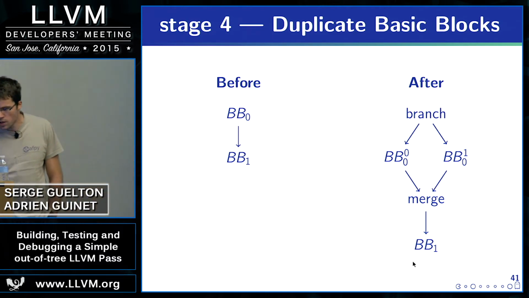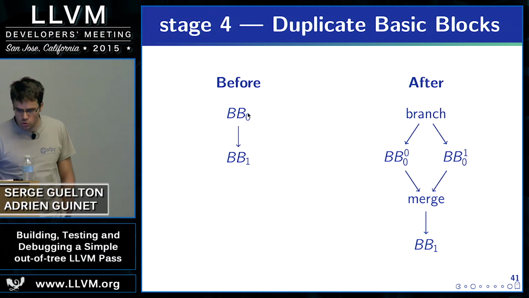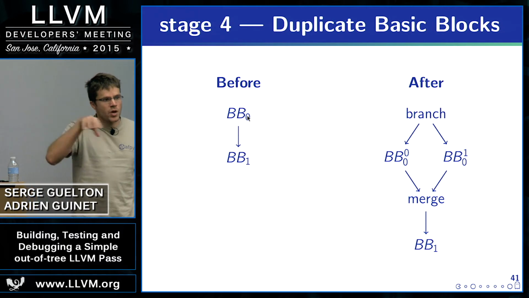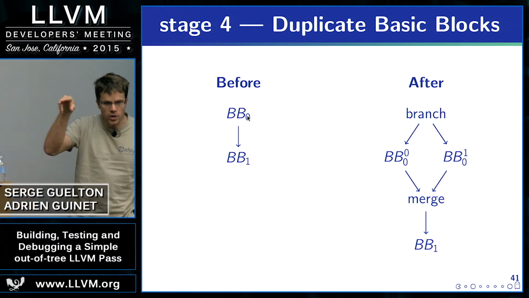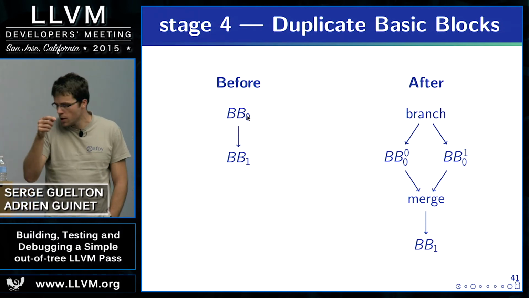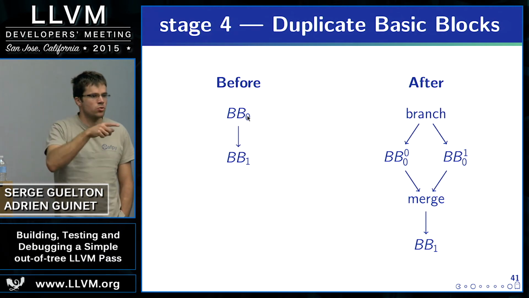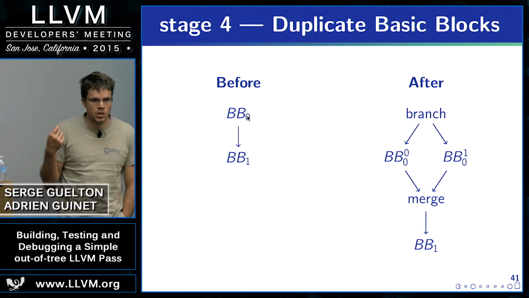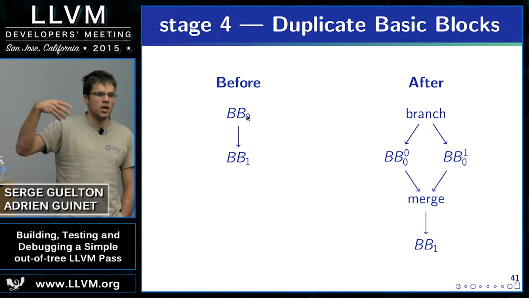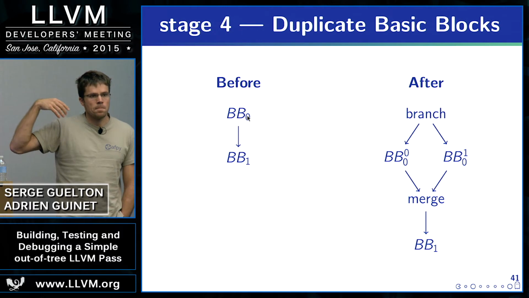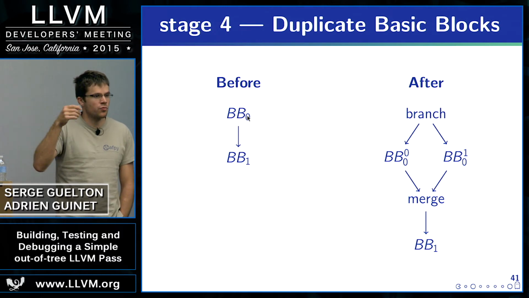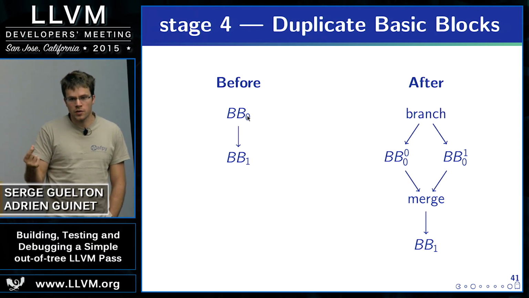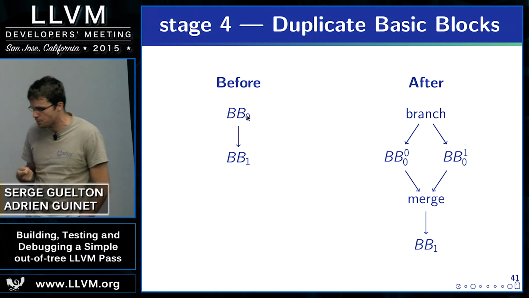So to do this, if you want to duplicate the BB0 basic block, you will first create a header with the condition you've been forging. And then you will branch either to the true or false branch, but both hold a clone of the original basic block. And then to maintain the SSA form, because in each part we have created different values, you have to merge all the values into one, and you will use phi-nodes to do this.